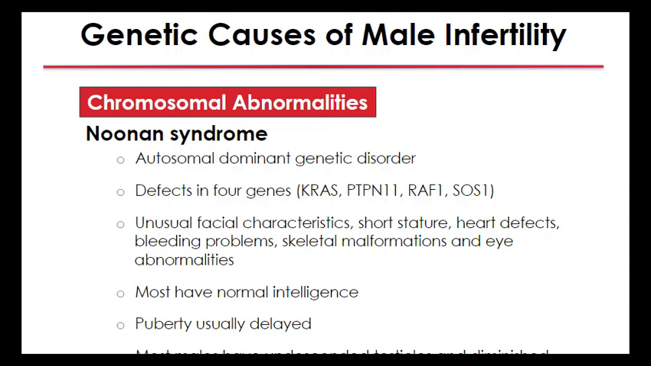Individuals with Noonan syndrome typically have unusual facial characteristics, short stature, heart defects, bleeding problems, skeletal malformations, and eye abnormalities. Most with Noonan syndrome have normal intelligence, but puberty is usually delayed, and most males have undescended testicles and diminished spermatogenesis.